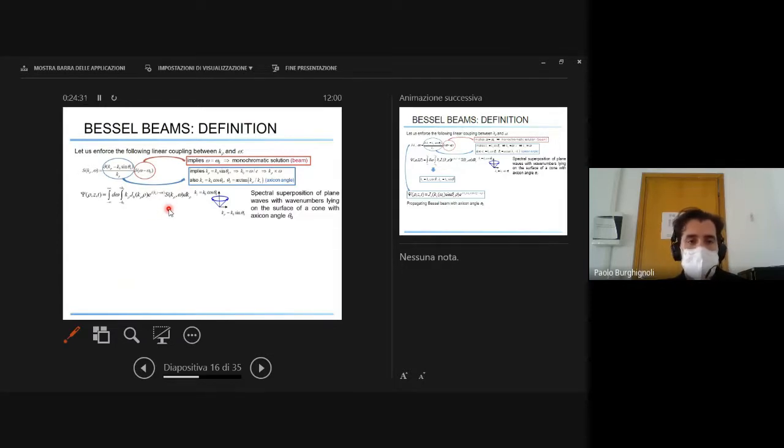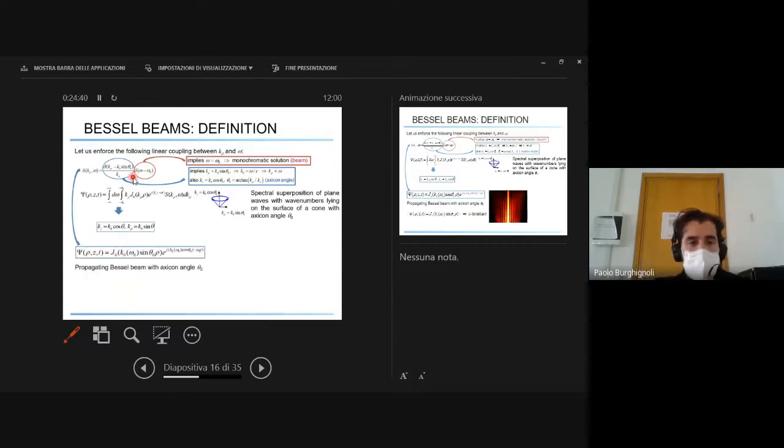Okay, when we enforce this spectrum in the integral relation that we used so far, that is the integral representation of a generic solution of the wave equation in a cylindrical reference frame, this spectrum inserted in this integral relation gives this closed form expression for the wave function that is basically a propagating Bessel beam with an axicon angle theta naught. And it can be seen that this Bessel beam solution is equivalent to a spectral superposition of plane waves with wave numbers that lie on the surface of a cone with the angle given by the axicon angle.